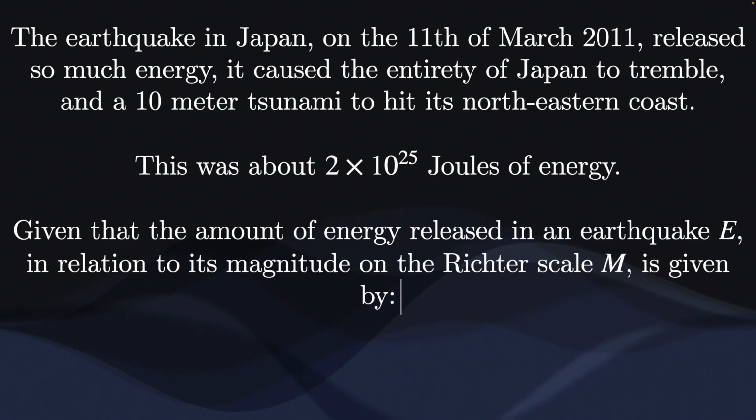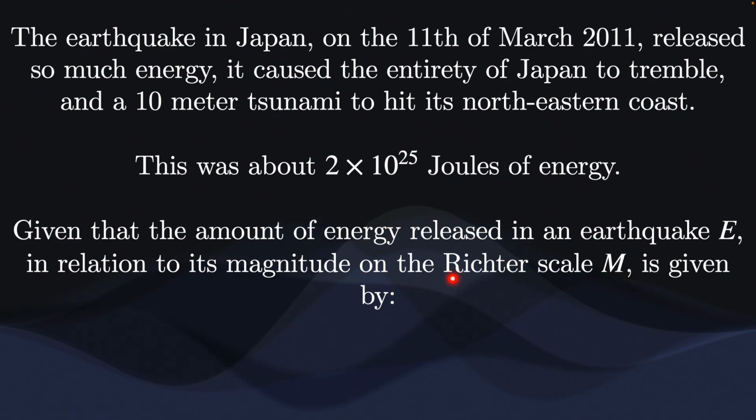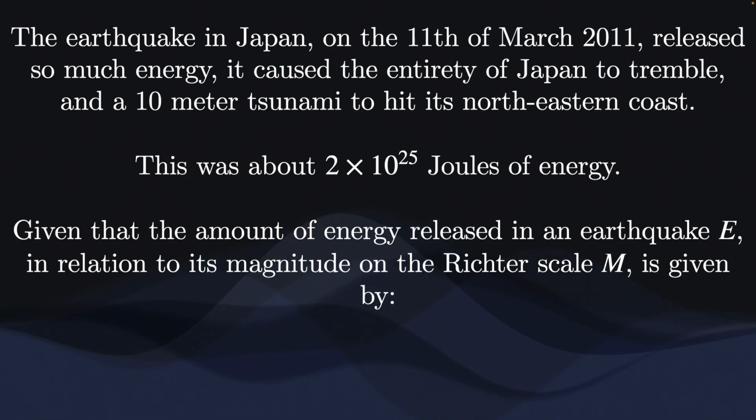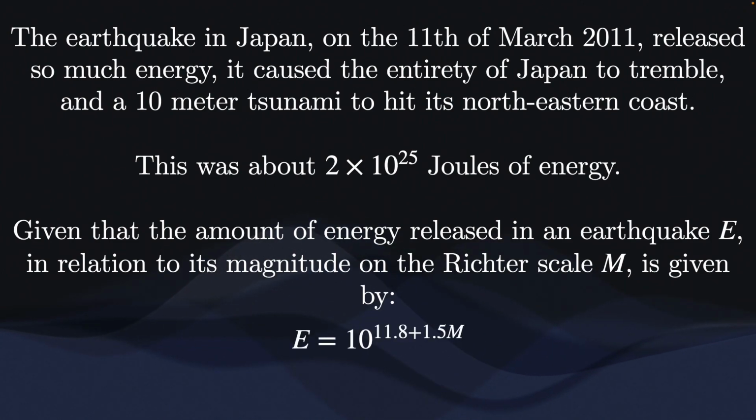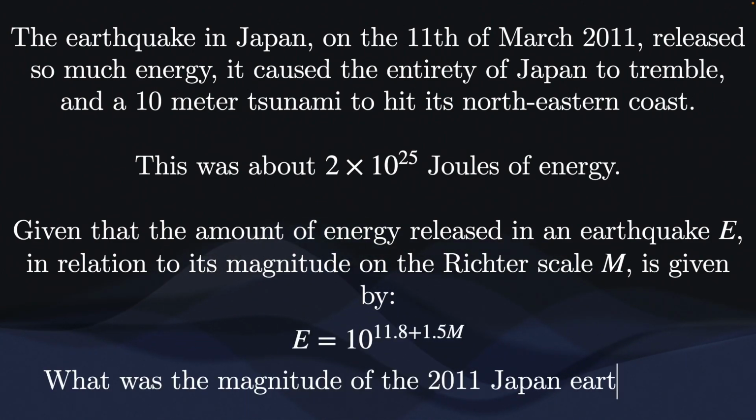Given that the amount of energy released in an earthquake, which we're calling E, in relation to its magnitude on the Richter scale, M, so the magnitude of an earthquake is given on a certain scale called the Richter scale. It's given by a number. And given that the amount of energy based off of its magnitude on the Richter scale is given by this equation, what was the magnitude of the 2011 earthquake?